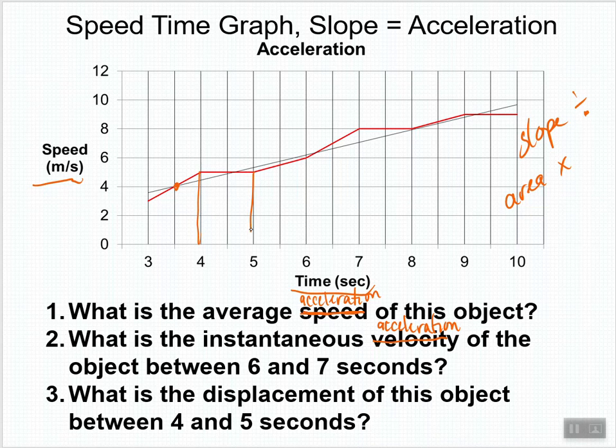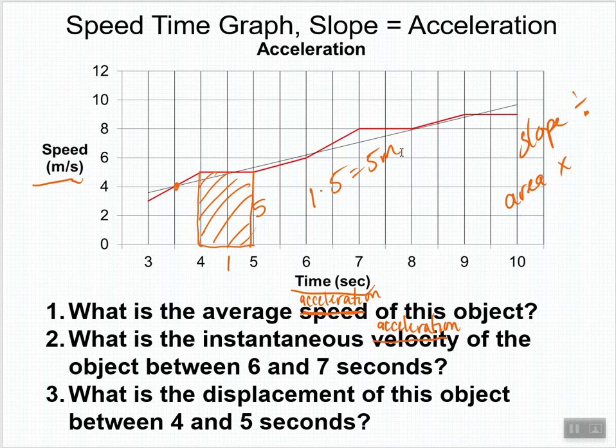So I want to find the area of that right there. Well, this base is 1 because 4 to 5 is a distance of 1, and then it goes up to 5 and it's flat, so it's 5 tall. So 1 times 5 equals 5, and my displacement would be 5 meters.